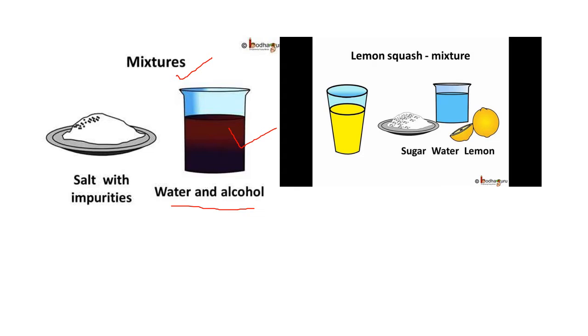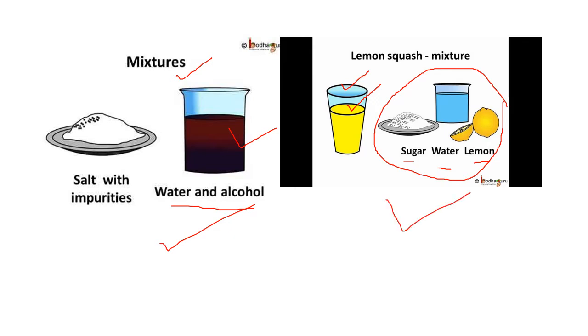Here you can see there is a lemon squash mixture. What do you mean by lemon squash mixture? What are the things involved in this? Sugar is there, water is there, and lemon is there. All three things are mixed together to form a lemon squash, or you can say lemon juice also. So this is also a mixture. So you understood? Here is the mixture of two substances and here is the mixture of more than two substances.